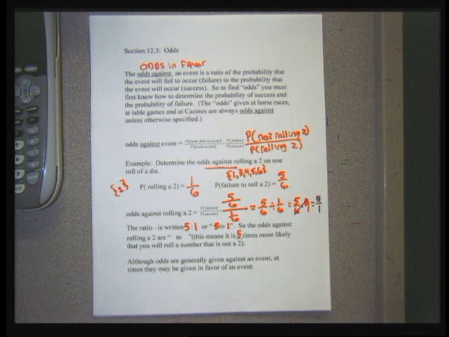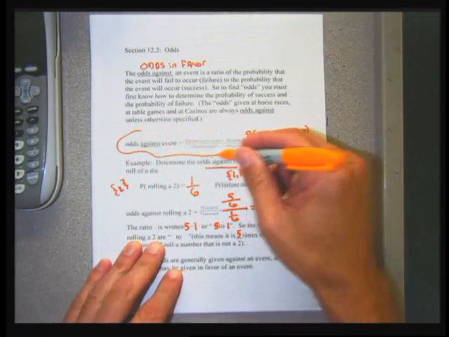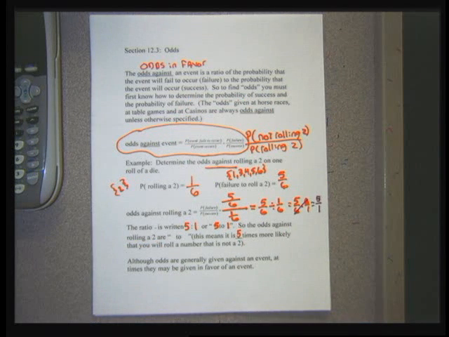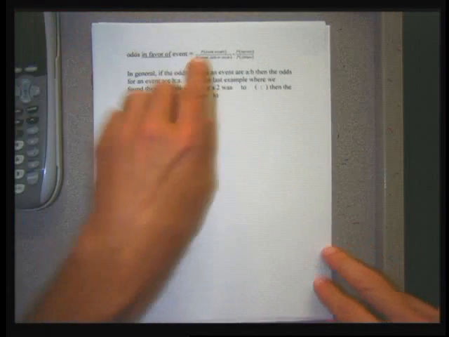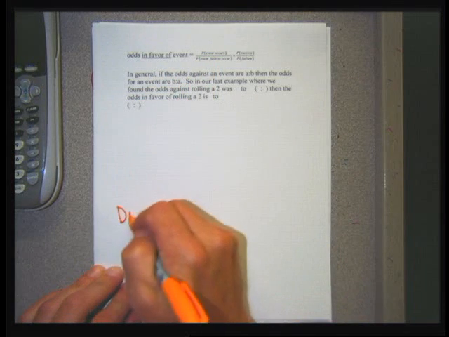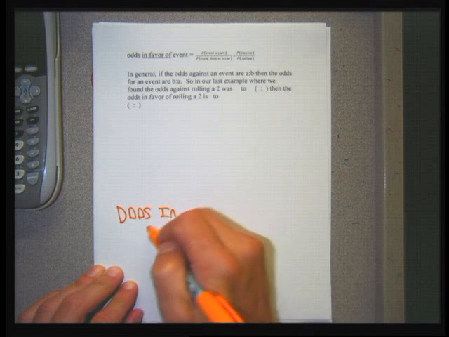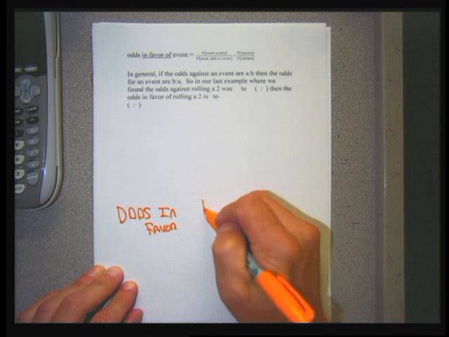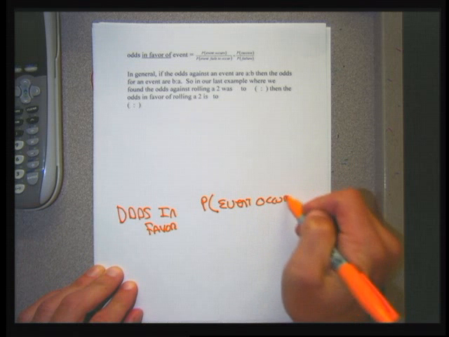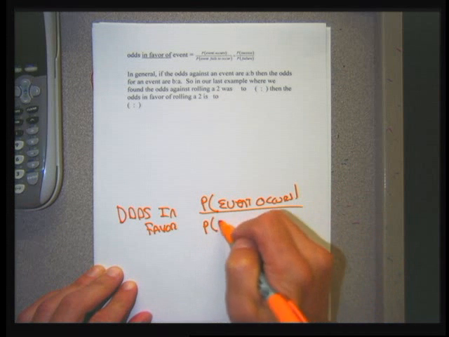So the important thing is the odds against an event happening is the probability of the event not happening divided by the probability of the event happening. So you have to be able to do probabilities to do odds. The odds in favor of an event are the probability that the event happens divided by the probability that the event doesn't happen. So the odds in favor are the probability that the event happens divided by the probability that the event doesn't occur.